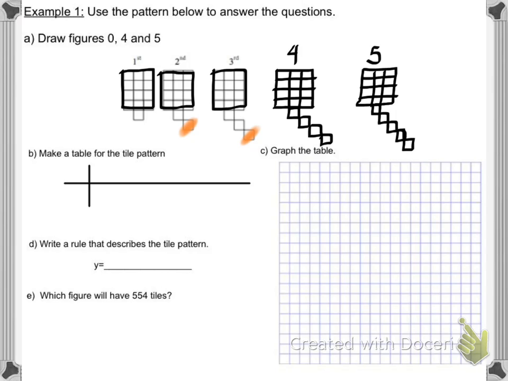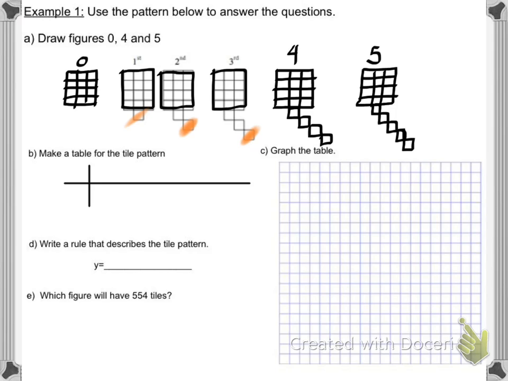Now if I want to work backwards to figure 0, I notice that I have to take off that orange tile because that was the pattern. Add that orange tile. Now I have to go backwards, so I take off the orange tile, and figure 0 is just that little rectangle with 12 tiles. So always when you're looking at patterns, look for what's changing and look for what's staying the same.